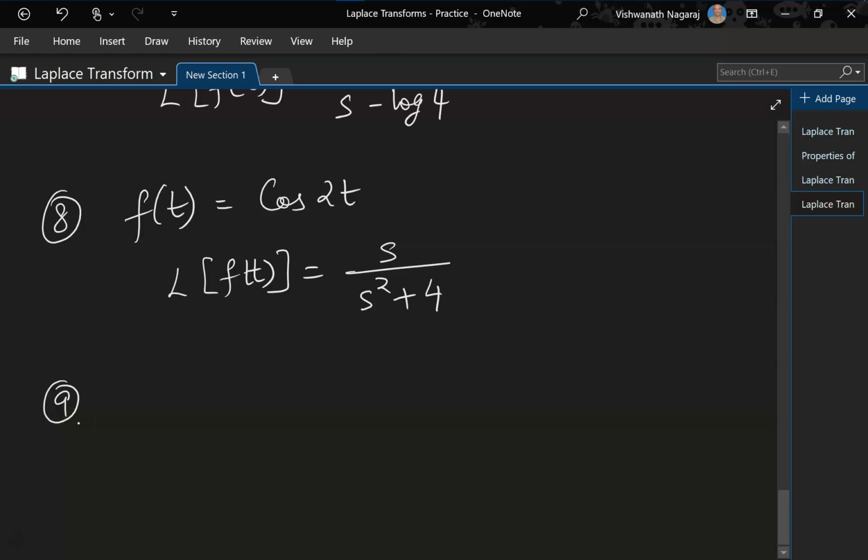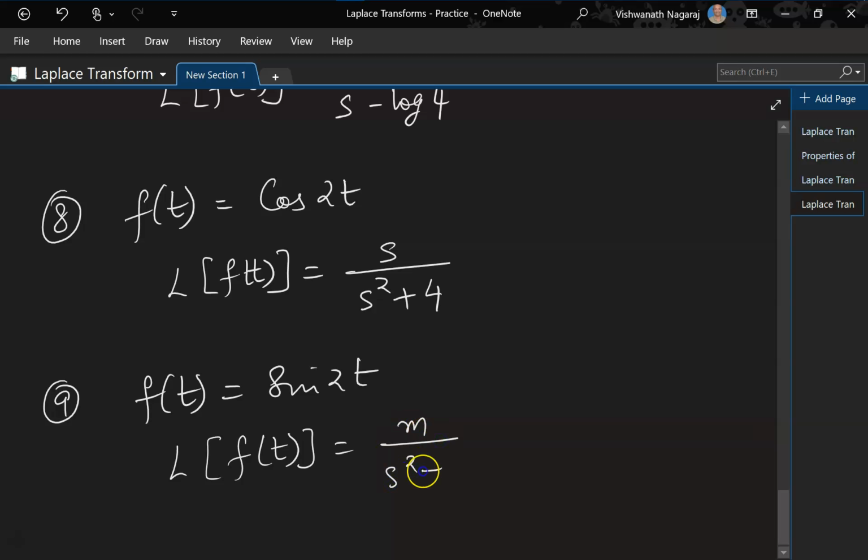See, the better you know the elementary Laplace transforms of elementary functions, the faster you will be able to do this. Okay, let's say the function is f of t equal to sine 2t. So the Laplace transform of f of t would be, remember, m by s square plus a square, that is 2 square, that is 4.